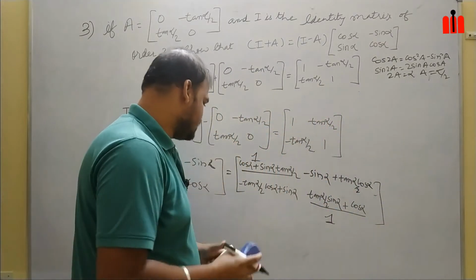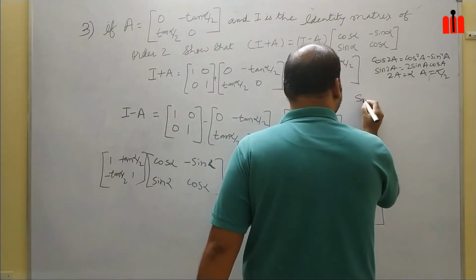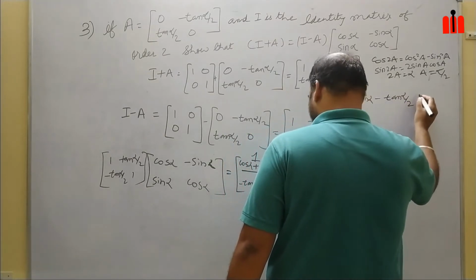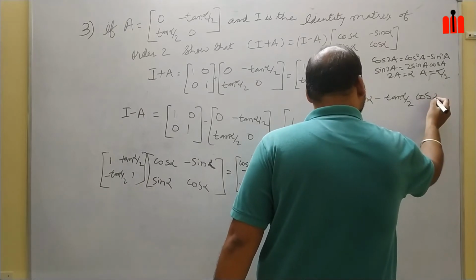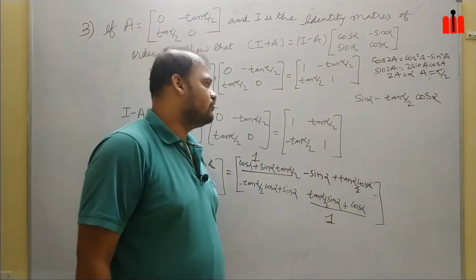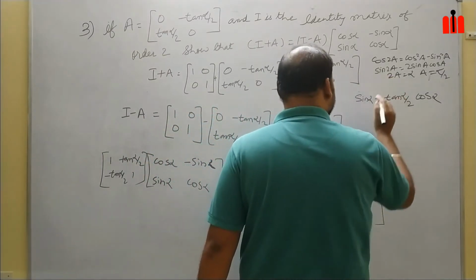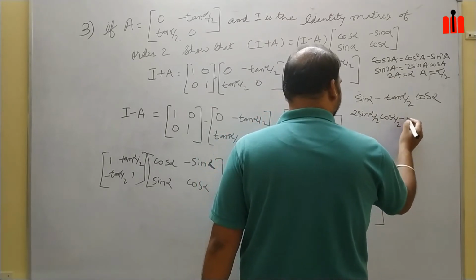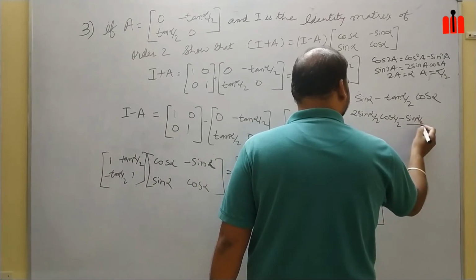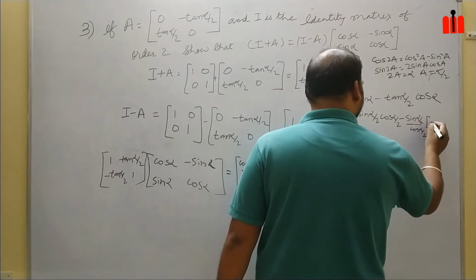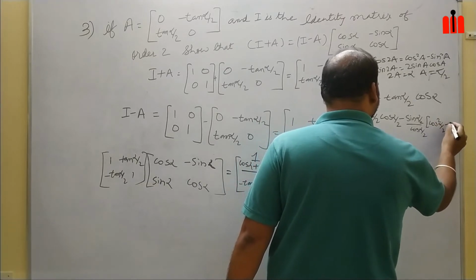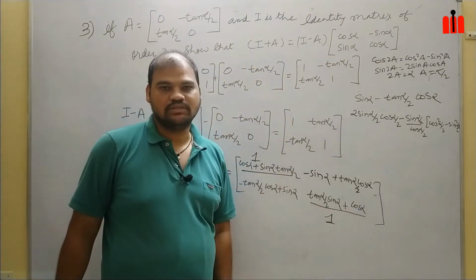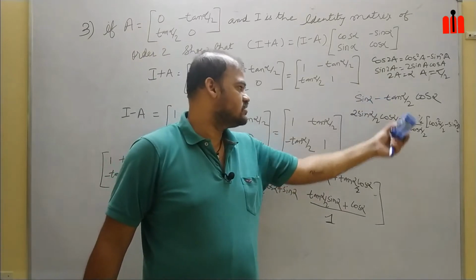Okay, so here it is sin alpha minus tan alpha by 2 cos alpha. Okay, this is the term. So now we will use these two identities. It will be 2 sin alpha by 2 cos alpha by 2 minus sin alpha by 2 by cos alpha by 2 into cos square alpha by 2 minus sin square alpha by 2. Okay, so after using the identities it will look like this, right?